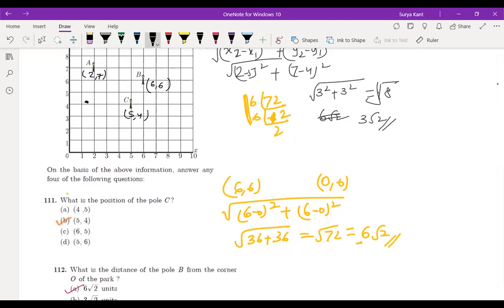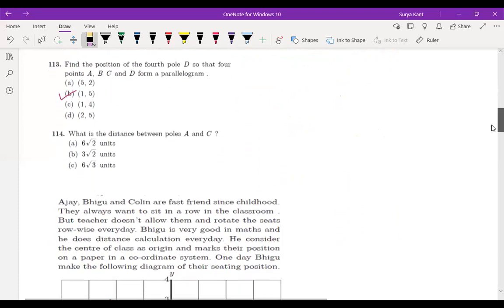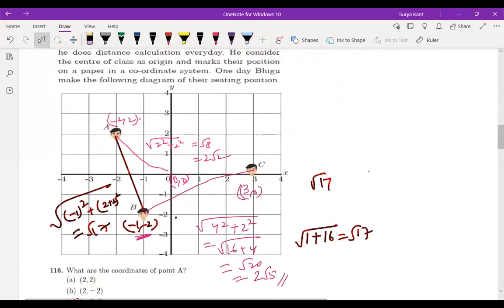Now, what is the distance of pole B from the corner O? So from here, what is the distance? You can find the distance easily by the distance formula, Praharshan. Yes, that was the next question. And again, third question, fourth question. Okay, we'll do 4 questions based on this. Let me check the questions with me.